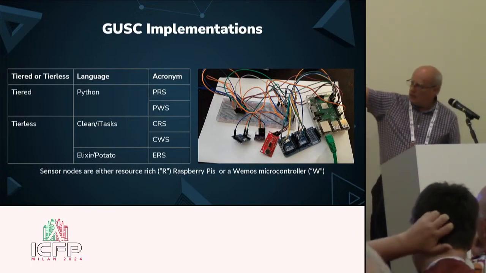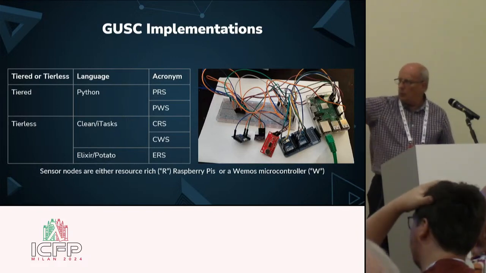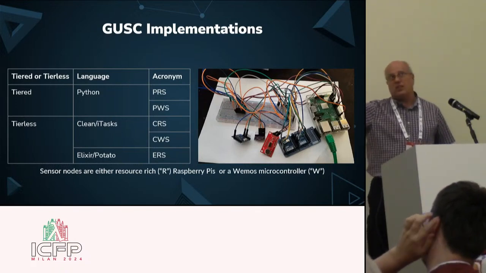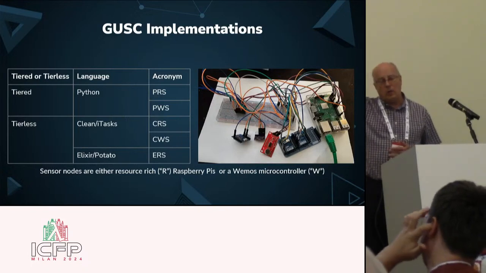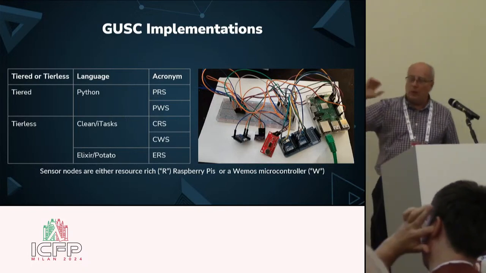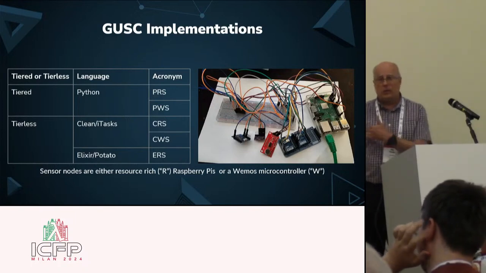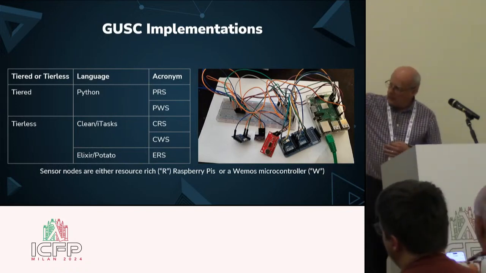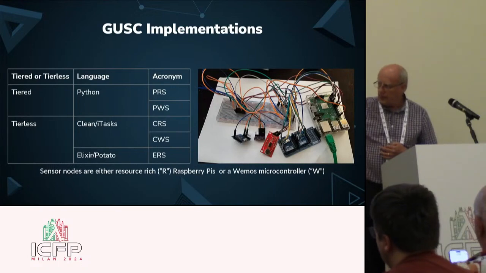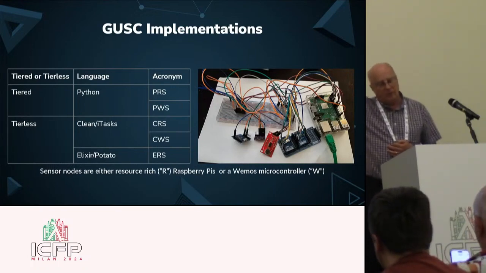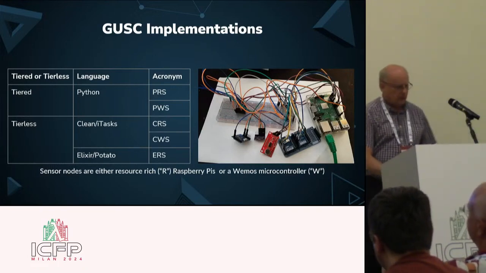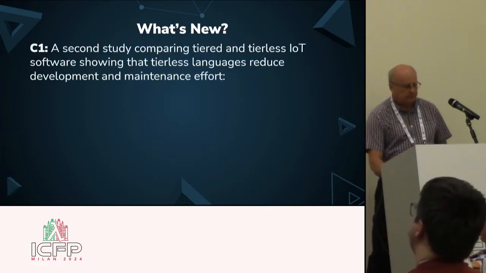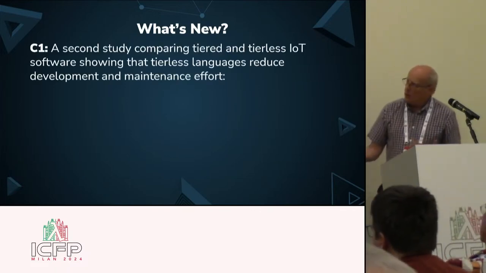So PRS is Python running on the Raspberry Pi. PWS is Python, well, it's actually MicroPython running on the WeMOS. I'm not going to say much about the microcontroller implementations because the new stuff, ERS, is running on the Raspberry Pi. CRS, Clean on the Raspberry Pi. CWS, Clean on the WeMOS.